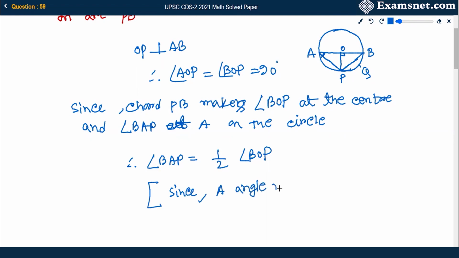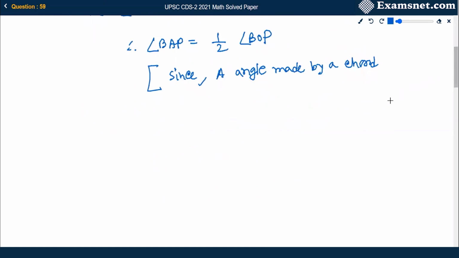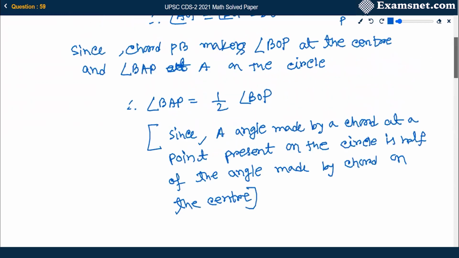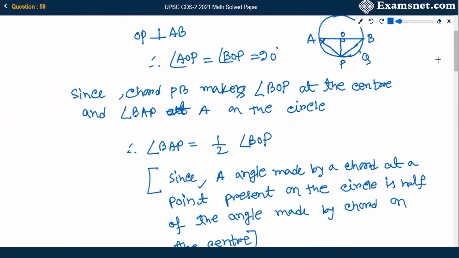The angle made by a chord at a point present on the circle is half of the angle made by the chord at the center. What this basically says is that if a chord makes an angle at the center, that is twice the angle that the chord makes at any point on the circumference.